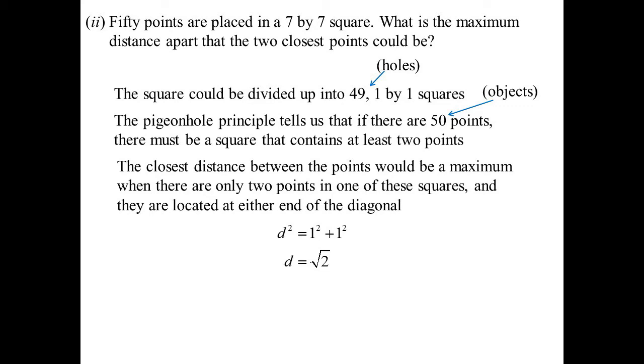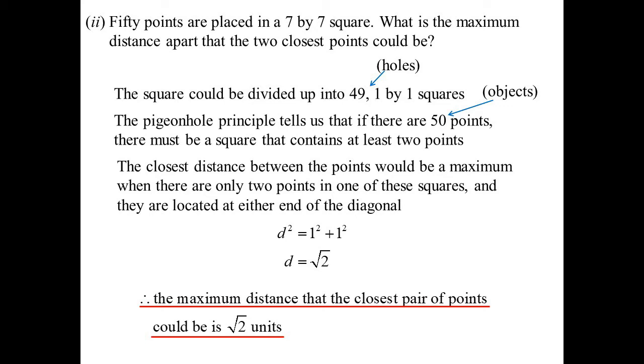D squared is 1 squared plus 1 squared, square root of 2. So the maximum distance that the closest pair of points could be is the square root of 2. Like, there might be another 2. I mean, these 2 here might be closer together. But that's not the question. The question is, what's the maximum distance apart 2 points could be?